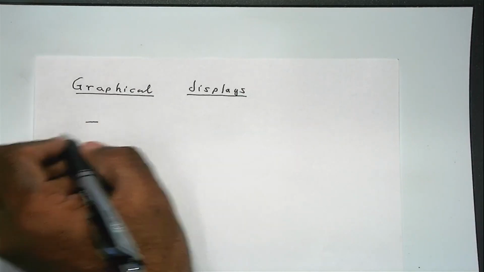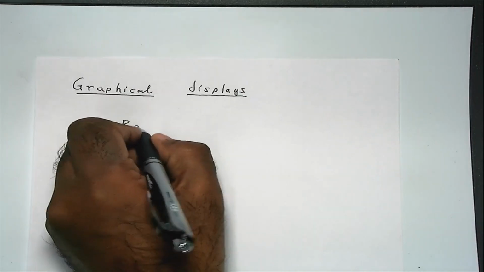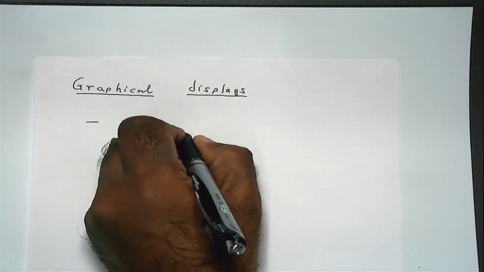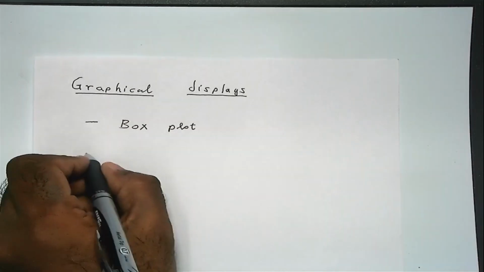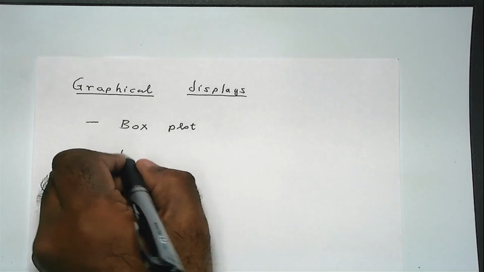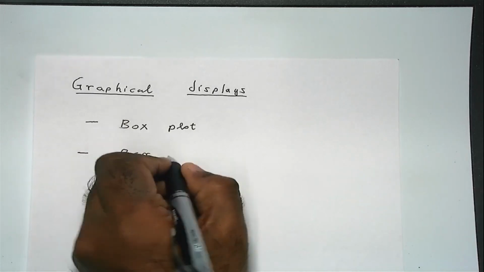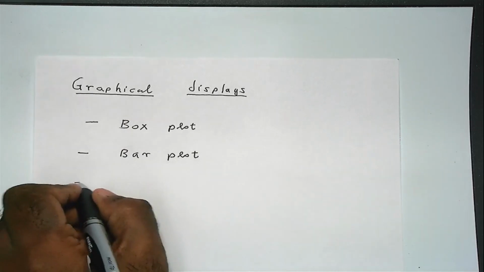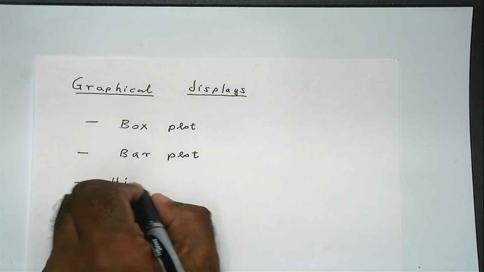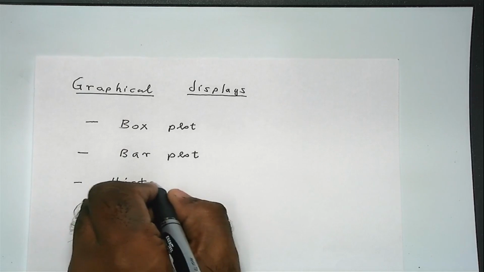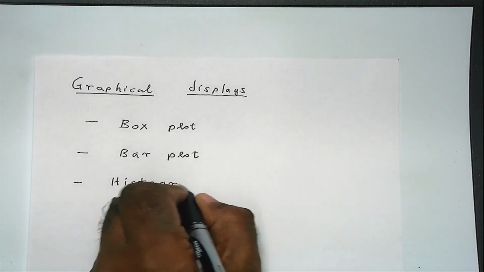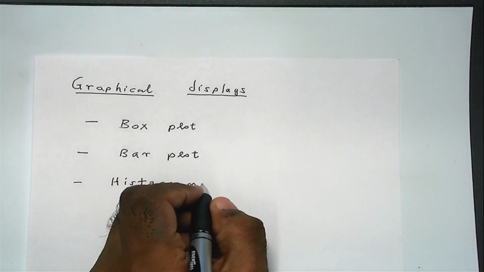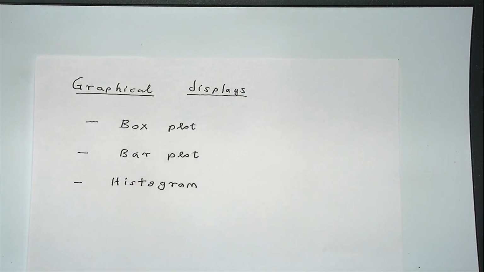One is known as the box plot, the second one is known as the bar plot, and the third one is known as the histogram. So I'll start with the first one, which is the box plot.